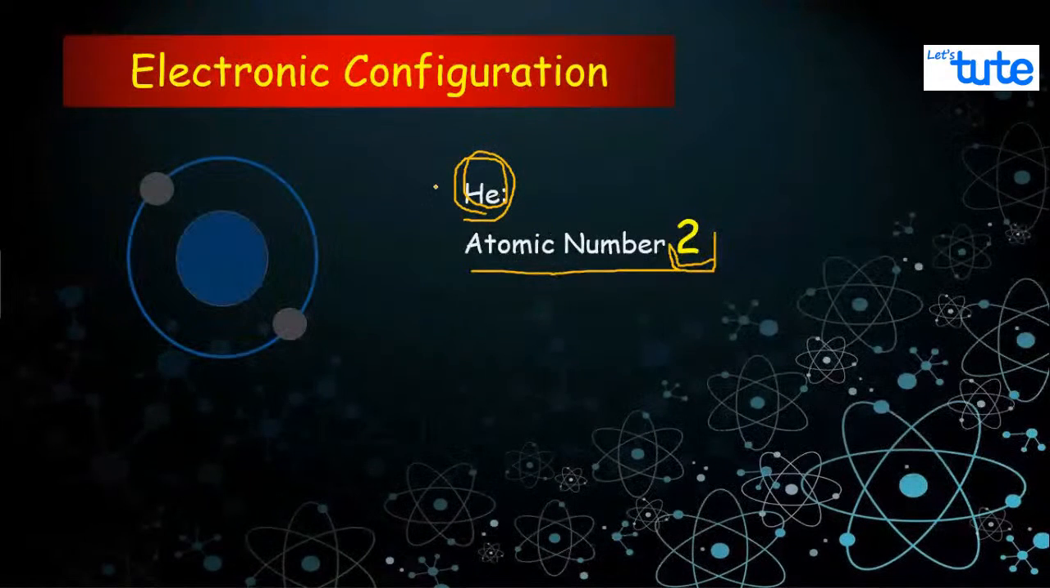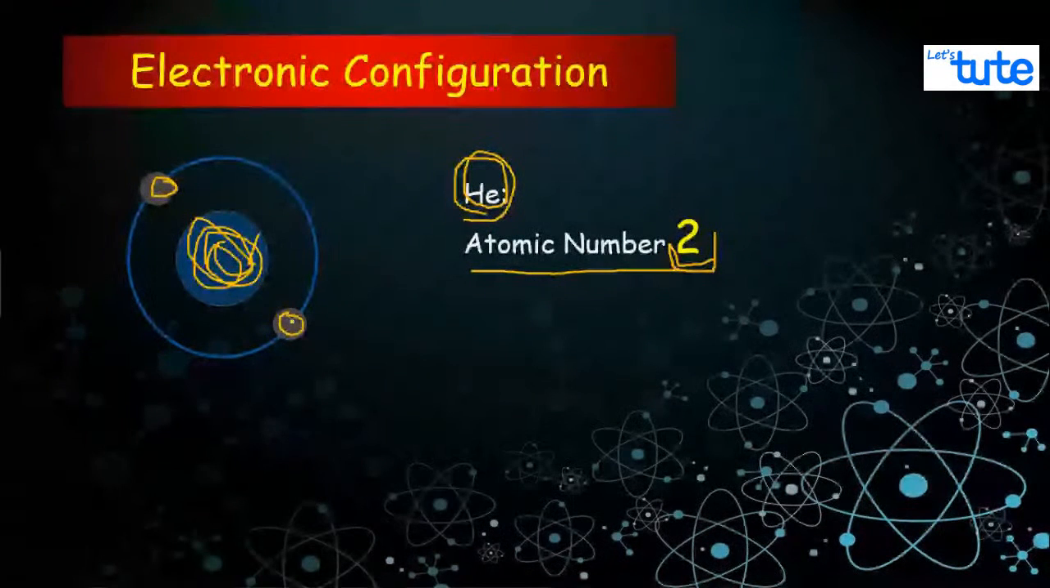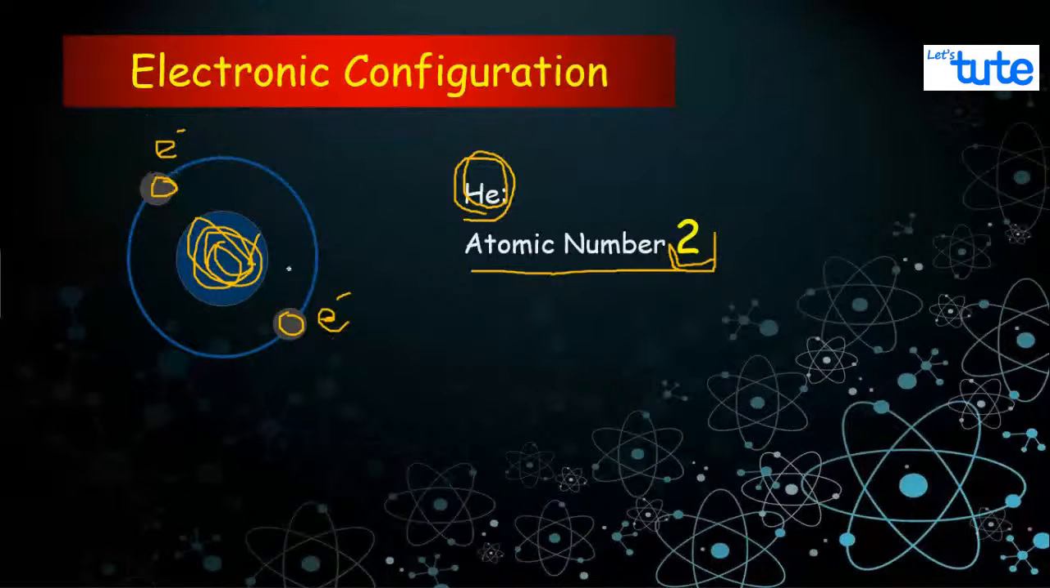So we can draw the electronic configuration of helium. First of all, there should be a small sphere over here. This represents the nucleus. Then there is the first orbit. We know that the first orbit can hold only 2 electrons, and the atomic number of helium is 2. That means we can have 2 electrons over here, the first electron and the second electron. These are nothing but electrons, E minus. So this is the electronic configuration of helium.